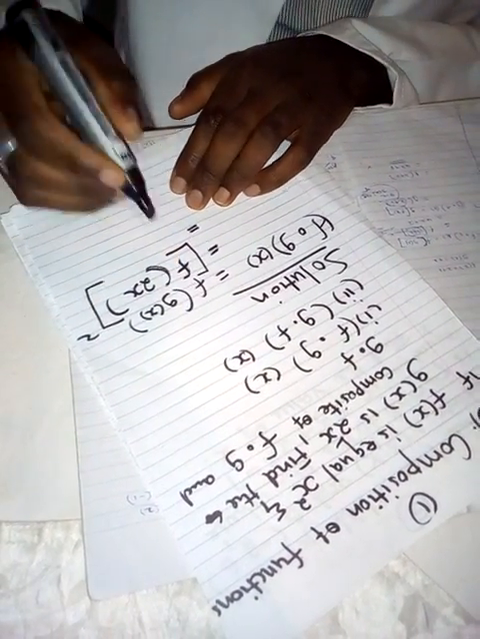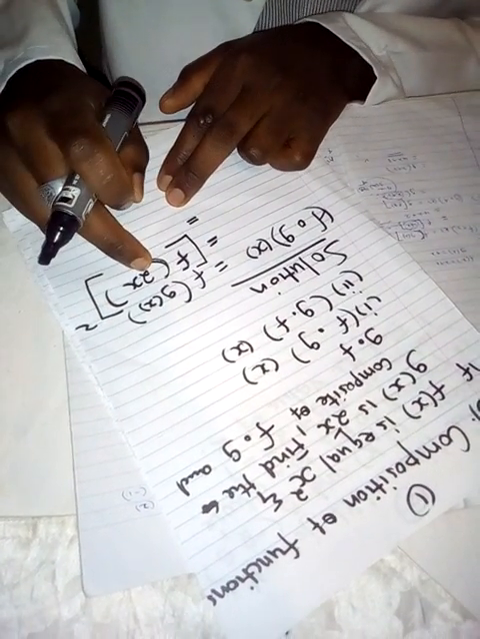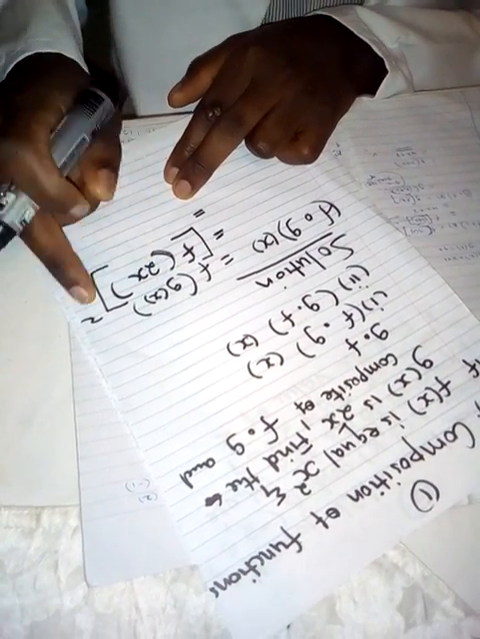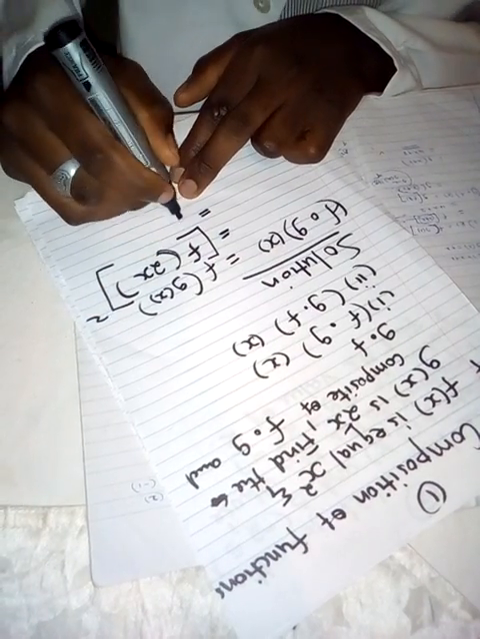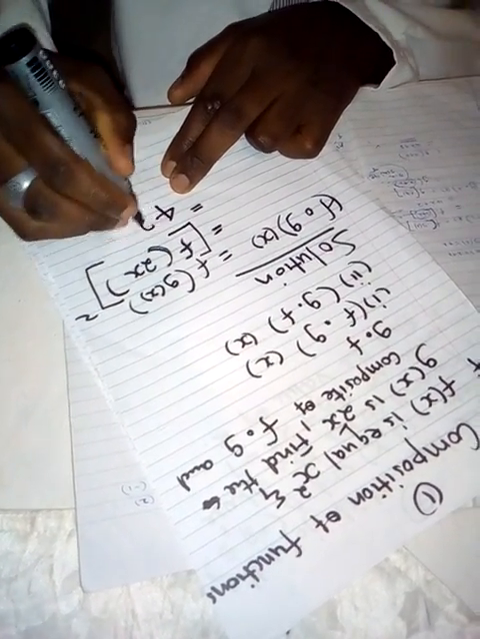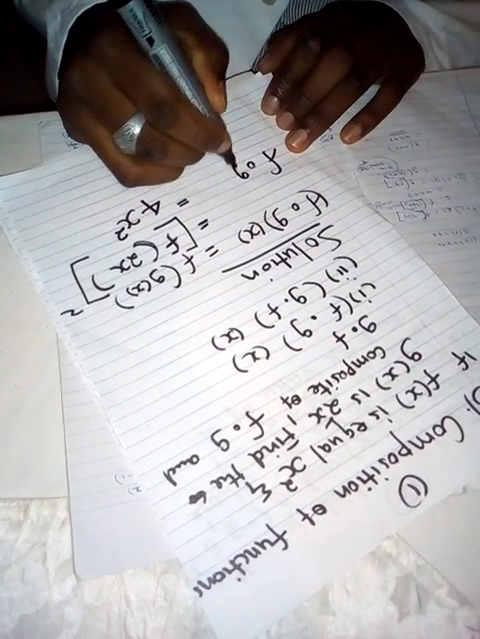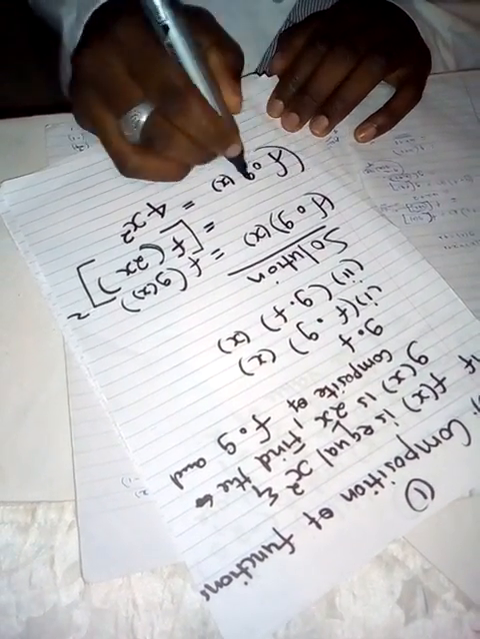Okay, so now you come there and find 2x squared, that is 4 multiplied, raised to 2, and then x squared. That becomes f of g of x. That becomes your answer.